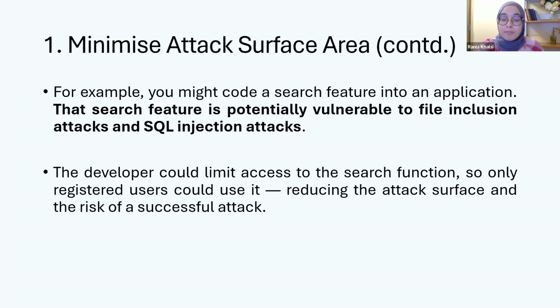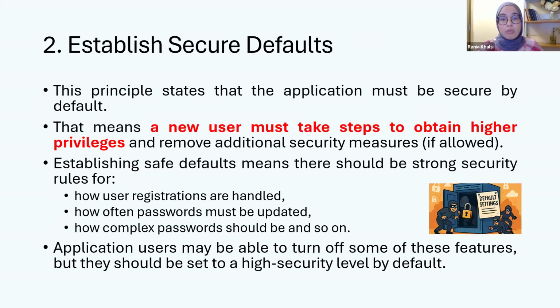And really, the core idea here is to limit who can access features to reduce risk. Okay, so keep this in mind. The idea is to limit who can access features in order to reduce risk. And let's move on to the second secure design principle.